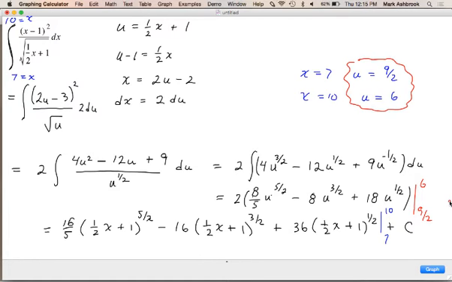So when you have a definite integral, you've got two choices. You can switch back to the original variable and use the original limits, or you can switch the limits into your new variable and then just evaluate your first antiderivative in the new variable with the new limits. Does this make sense? Any questions on this example?